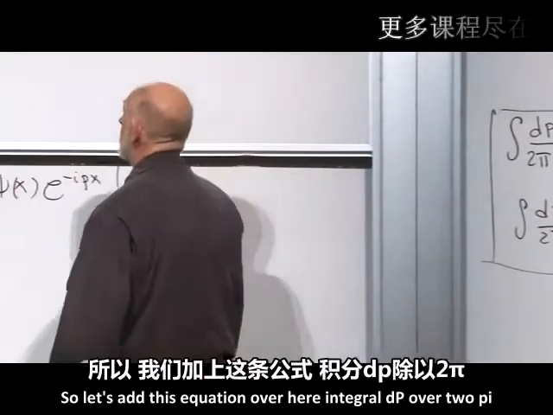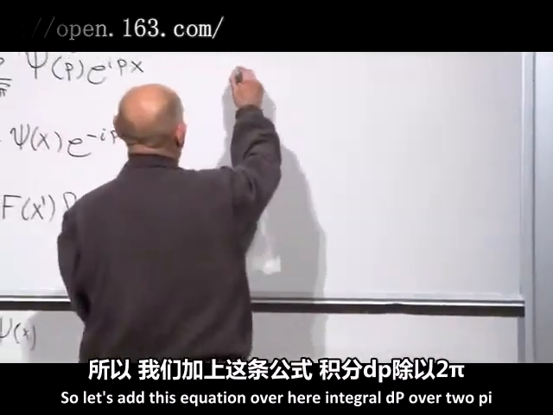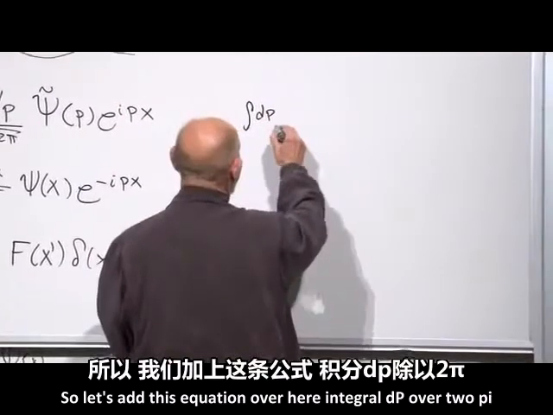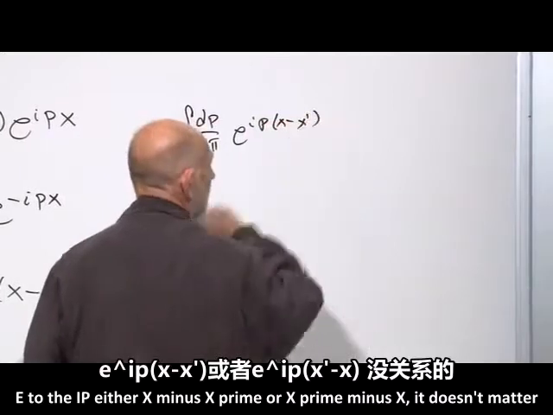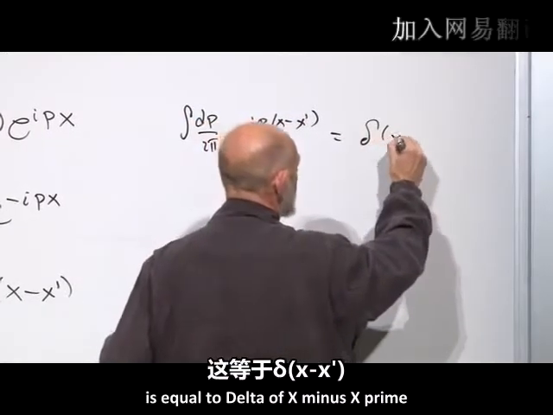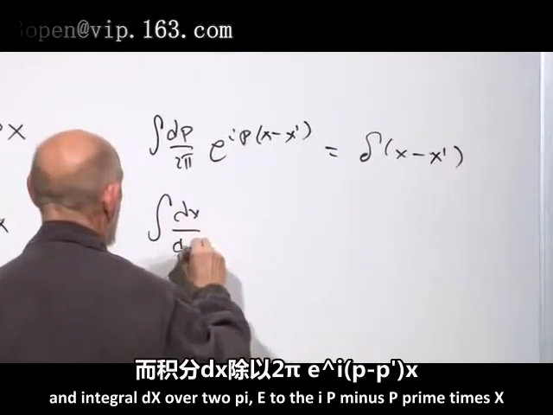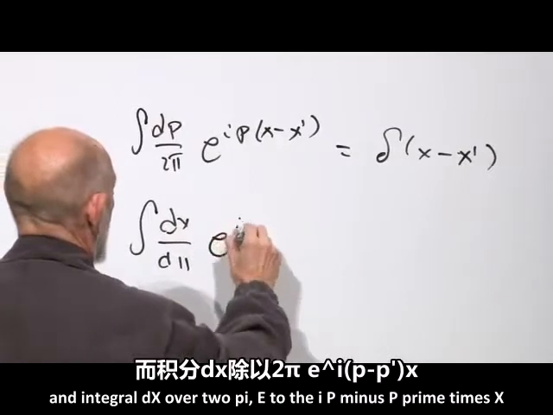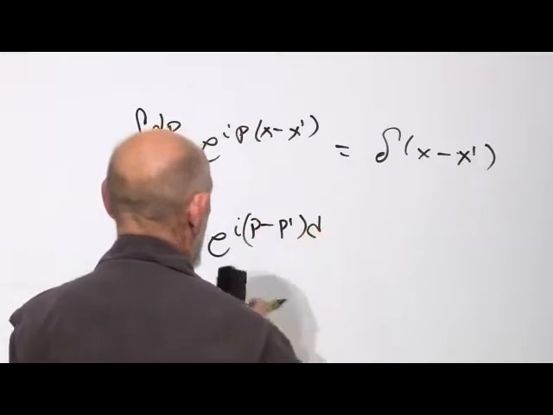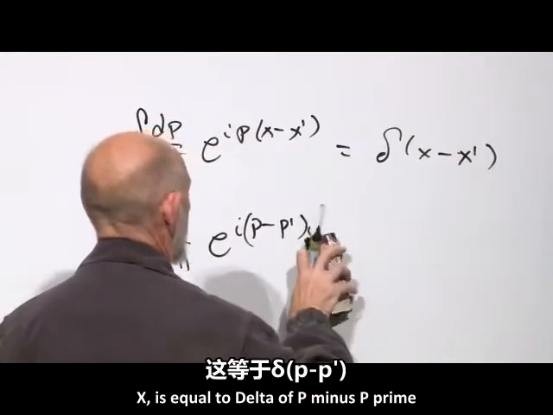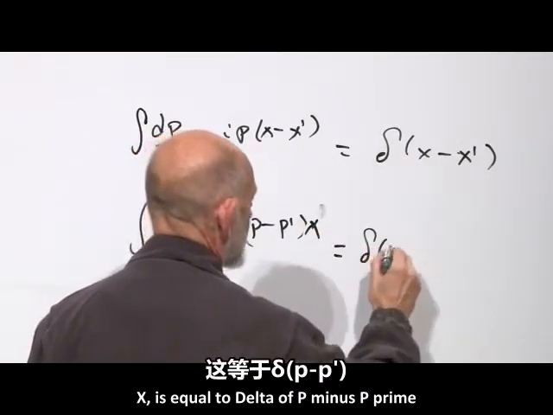Okay, so let's add this equation over here. Integral dp over 2 pi e to the i p, either x minus x prime or x prime minus x, doesn't matter, is equal to delta of x minus x prime, and integral dx over 2 pi e to the i p minus p prime times x is equal to delta of p minus p prime.